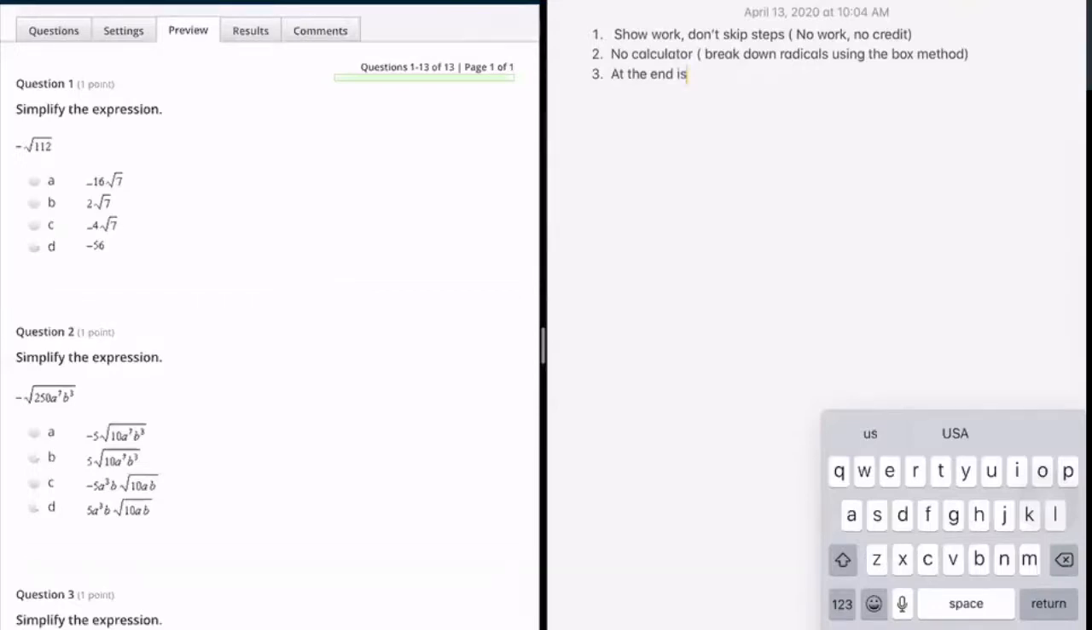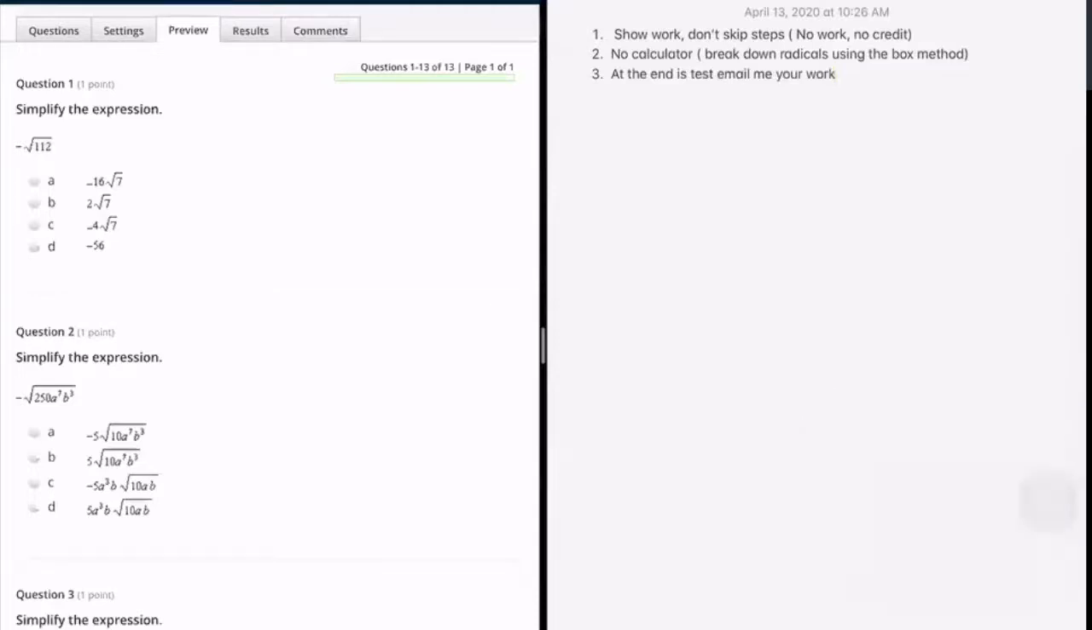There are no calculators for this test. The reason is that most of the numbers can be broken down by just dividing by 2 or 5 or 3, some basic number. And at the end of this test, you're going to email me your work. I'll post the email link on our Schoology website. Okay, so let's get started. We're going to go over these questions. If you get stuck or have any questions, please definitely raise your hand and ask.